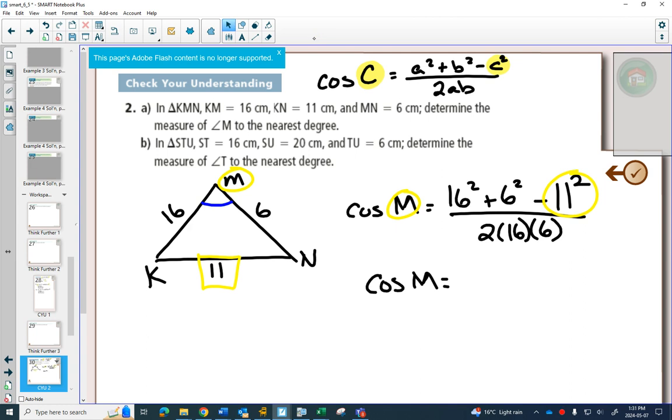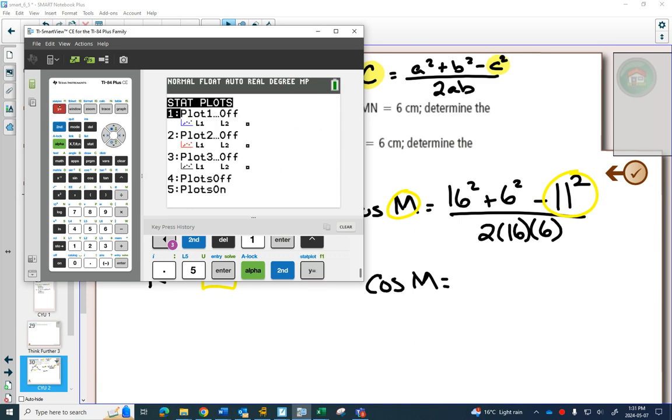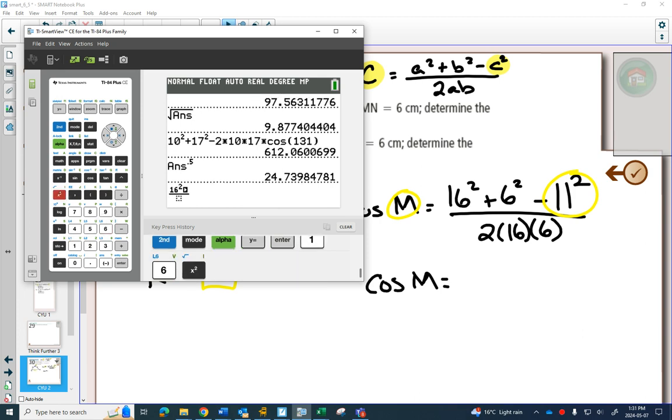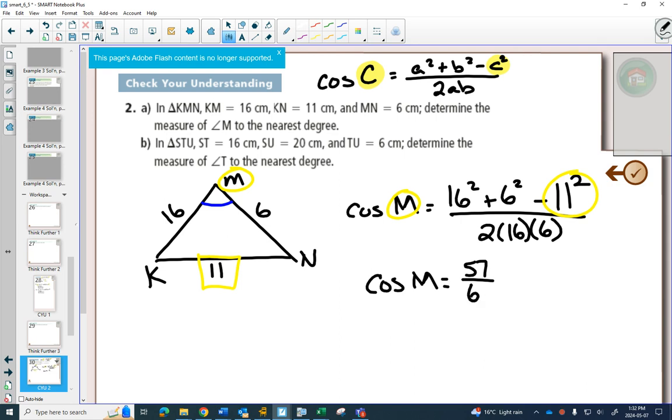a decimal answer for all of that math. I'm going to type that all into my calculator. Squared plus 6 squared minus 11 squared all over 2 times 6 times 16. That is 57 over 64. Or you could write that as a decimal.